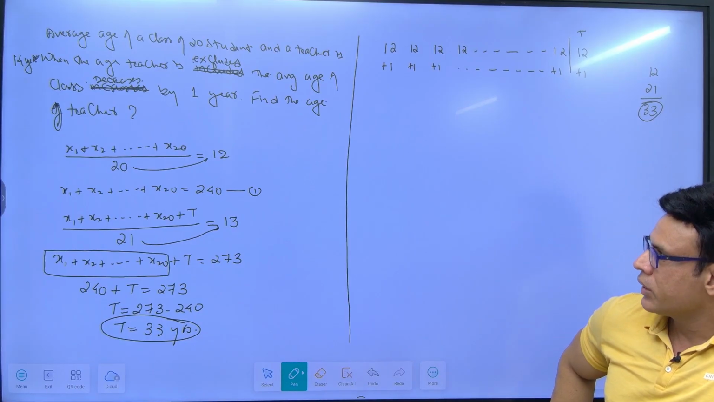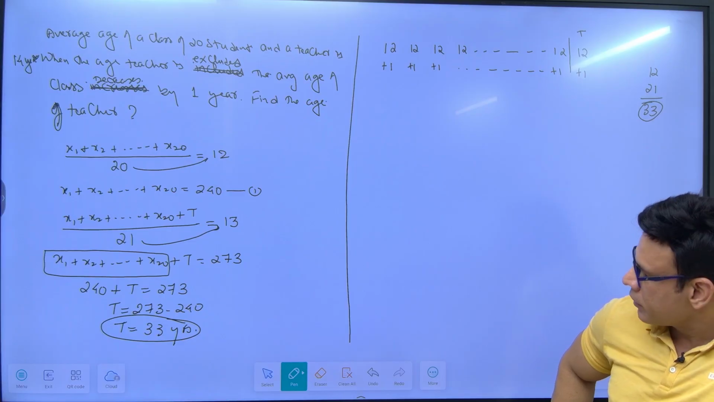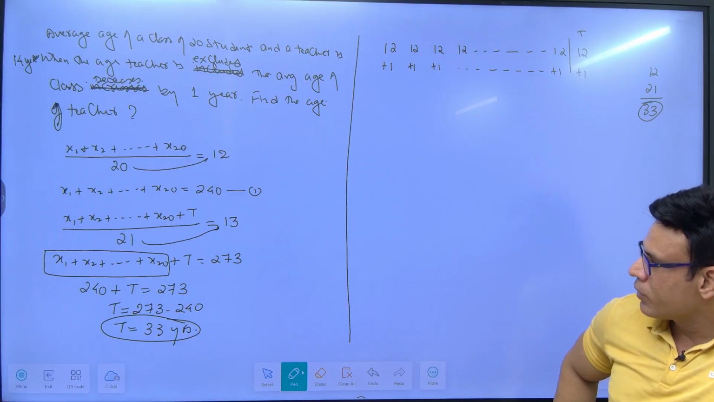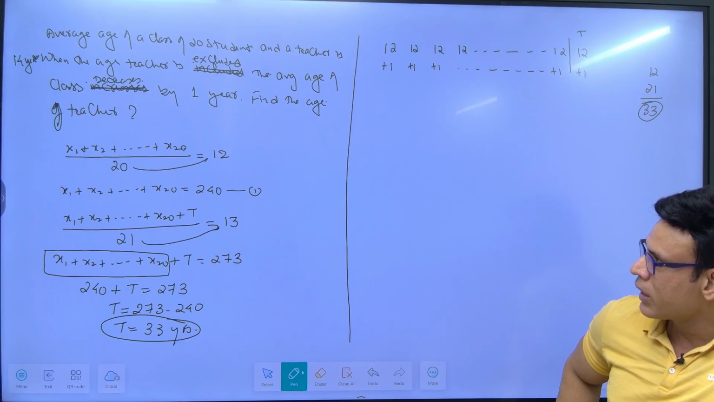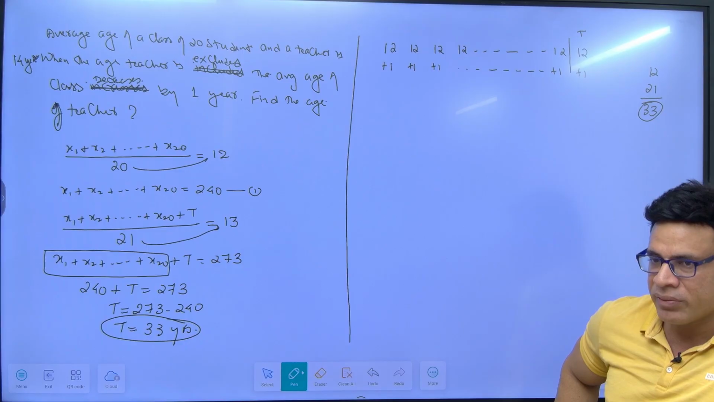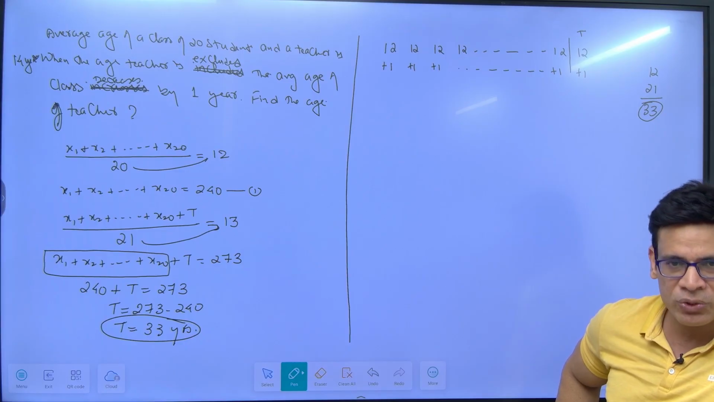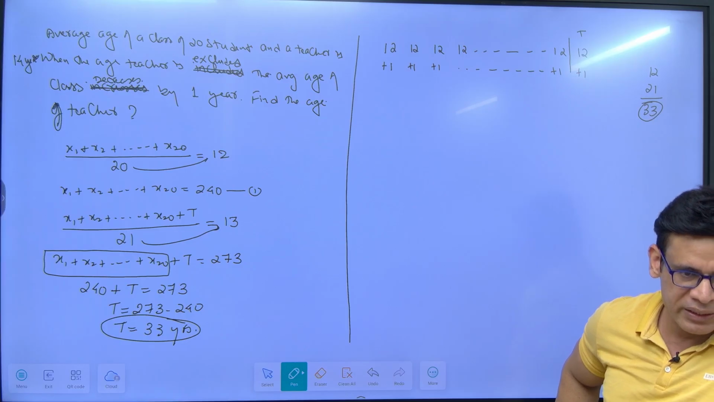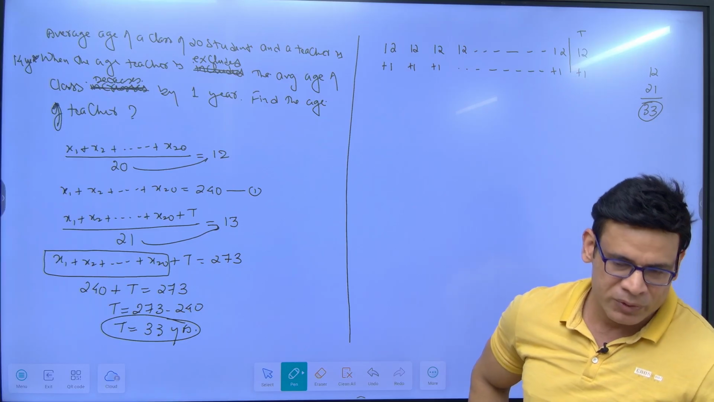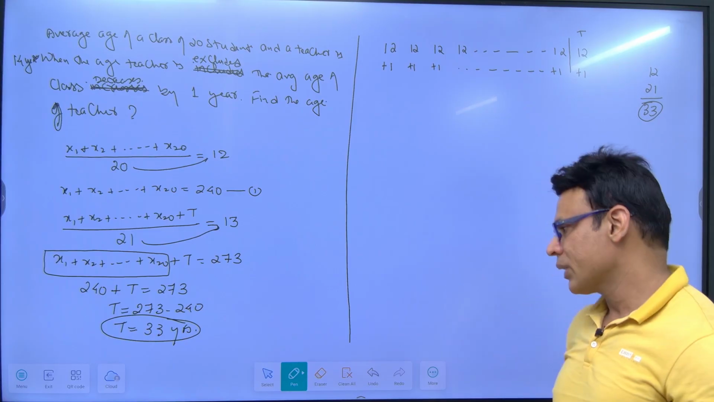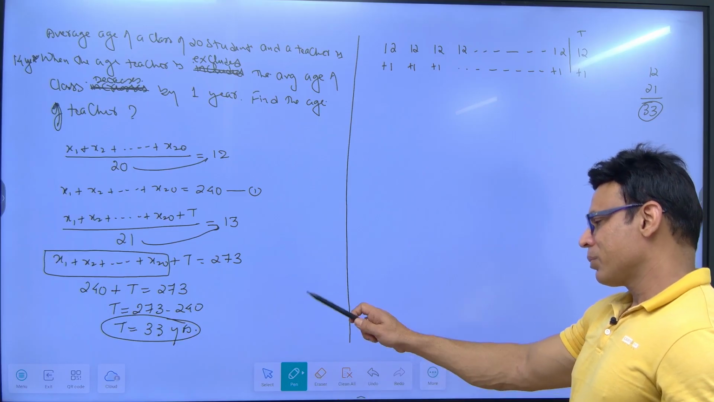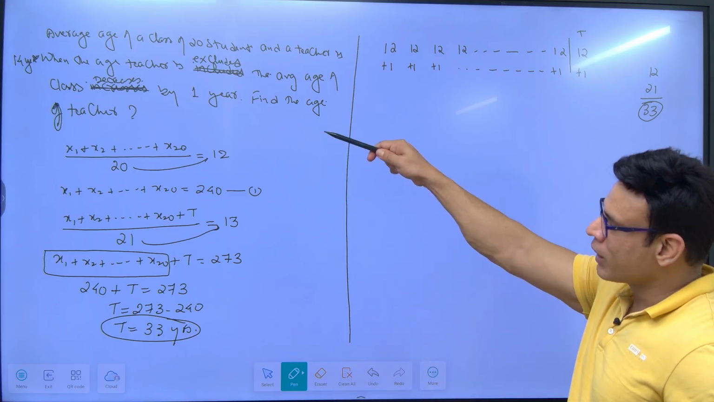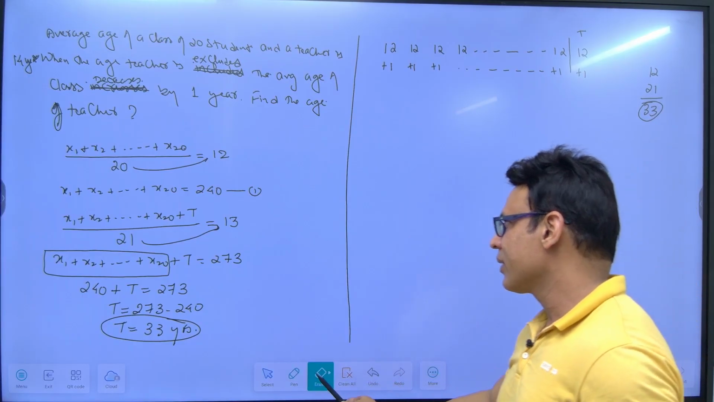If the average age of the class and teacher together is 14 years, when the age of the teacher is excluded, the average age of the class decreases by 1 year. Find the age of the teacher. In this case, the teacher is decreasing the average by 1 year. Let's see. Actually, it's a similar question, just ulta.